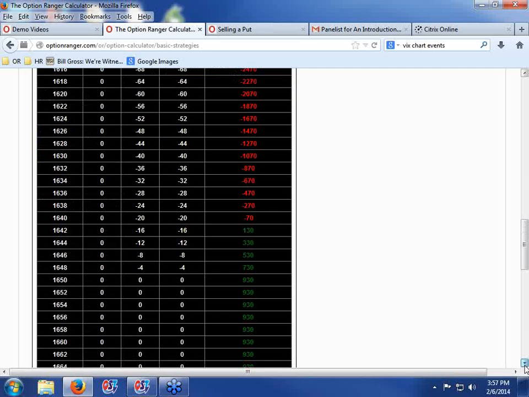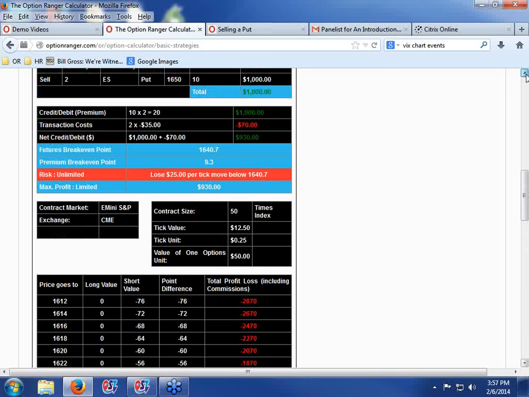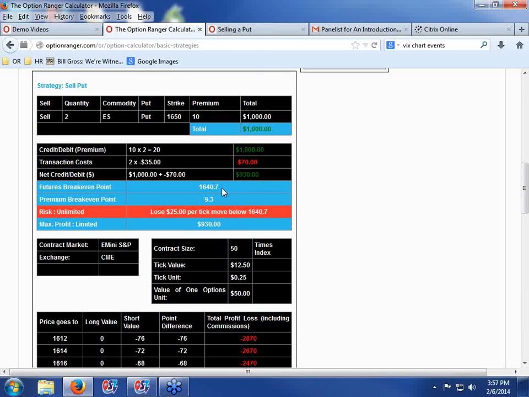However, by the same token, you're only making $930, but you have a lot of room to drop. Your break-even number is up in the dialog box. Your break-even on futures is 1640.70. Your break-even premium on the options that you can get quoted anytime is 9.3.